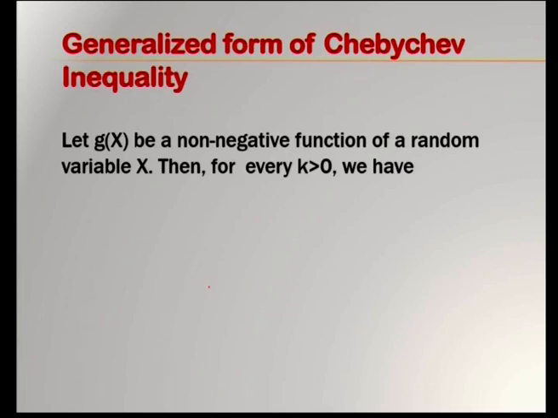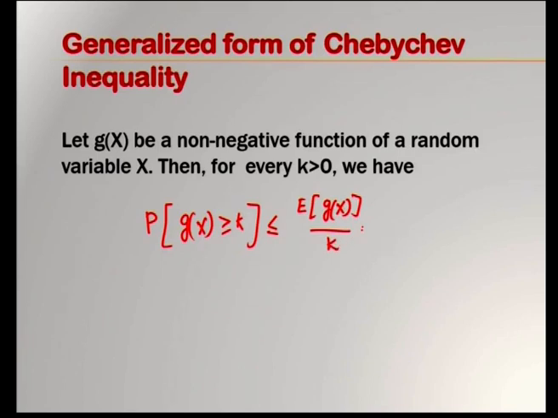That is, if g of x be a non-negative function of a random variable x, then for every k greater than 0, we have P of g of x, it is a function of random variable, is greater than or equal to k is less than or equal to expectation of g of x by k. This is the generalized form of Chebychev inequality.